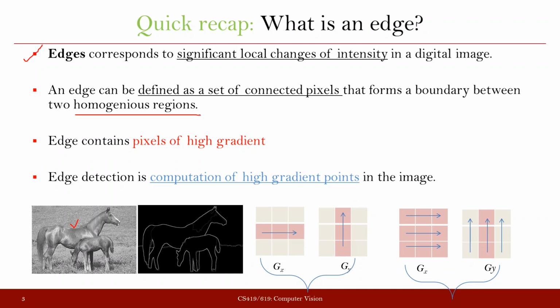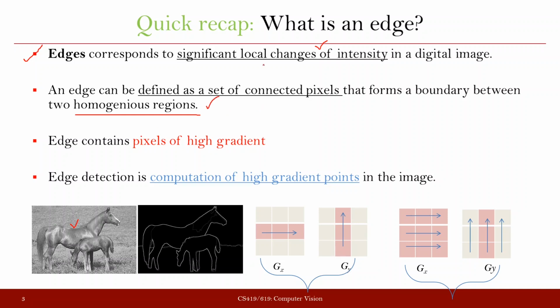This we also discussed in the last class, that when we are defining the edge, it is nothing but a set of connected pixels, and all these pixels have significant local change in the intensity. And if you connect all those pixels, the edge that you will get will basically form a kind of boundary between two homogeneous regions.